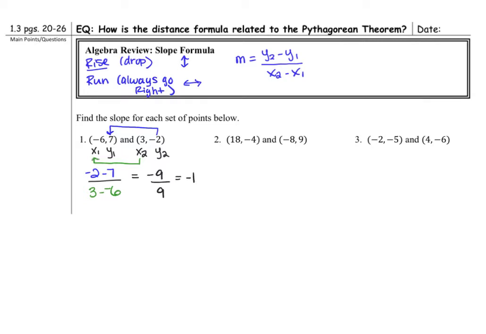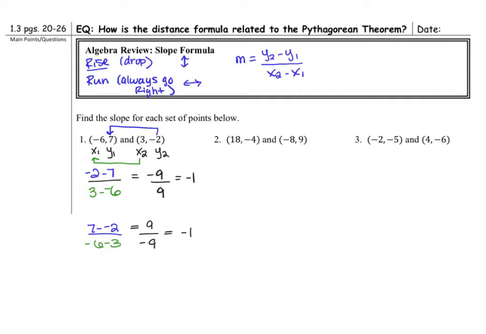So some people feel weird starting from the right and going left because normally we read from left to right. So I just want to show you that even if we did left to right, we would still get the same answer. So if I was just doing 7 minus negative 2, and on the bottom, still going left to right, I would do negative 6 minus 3. You would get positive 9 on top, negative 9 on bottom, and you'd still get an answer of negative 1.